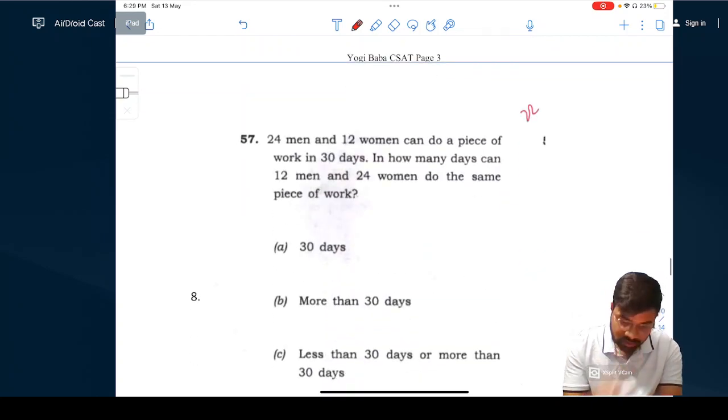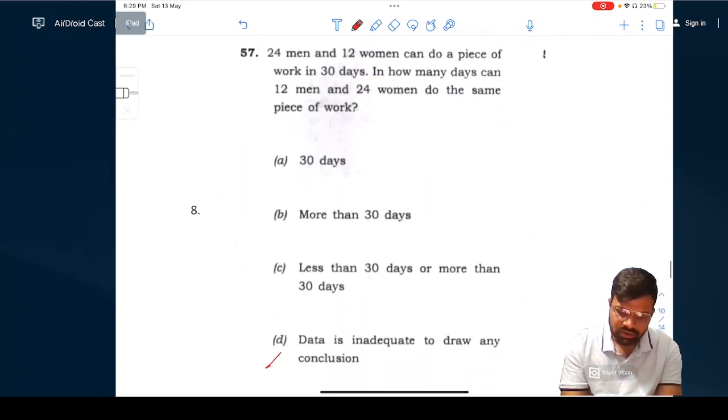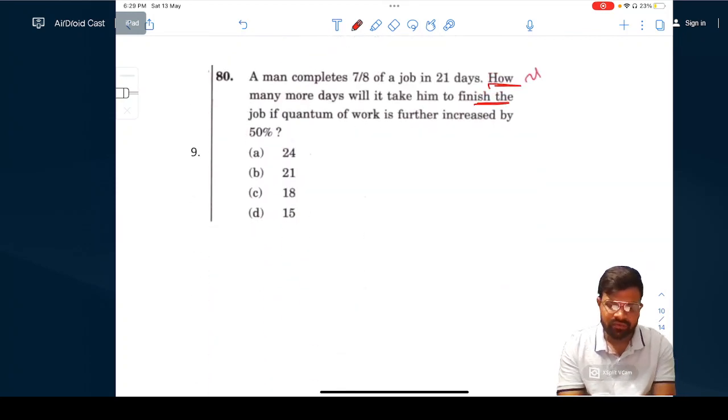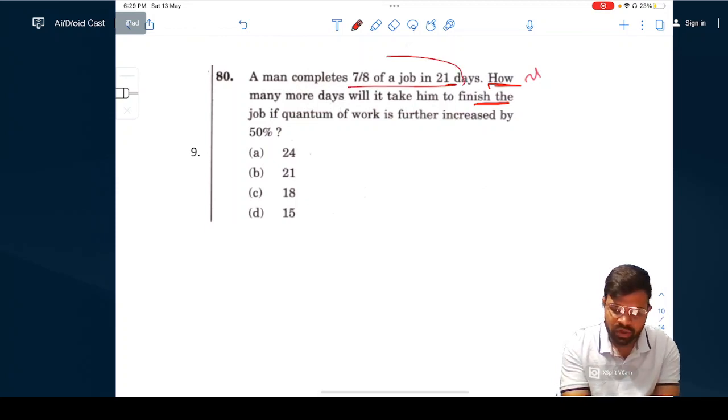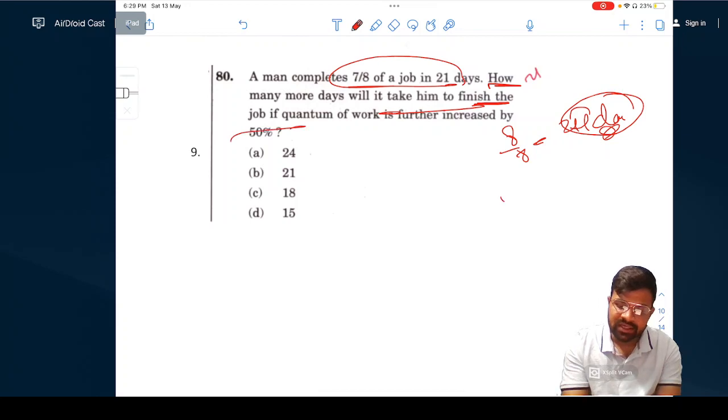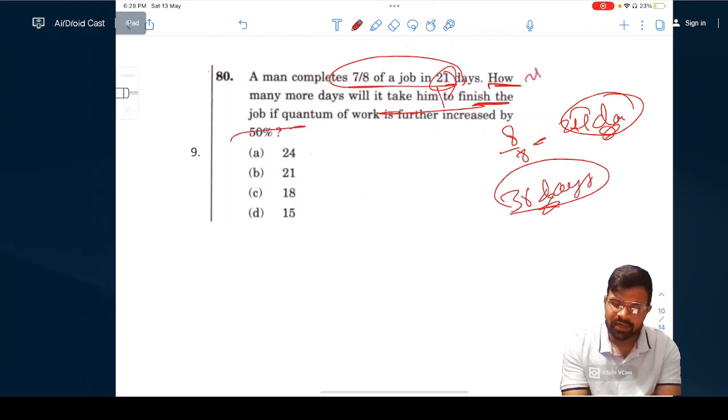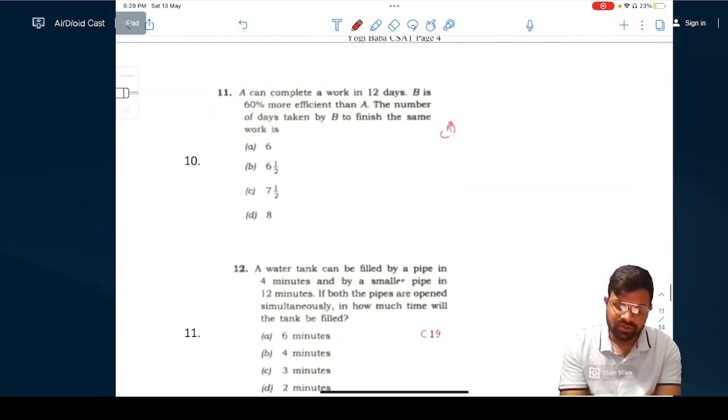Simple question. Again, this question was very easy. I have already shown you this. On the basis of that, you cannot equate it. 7 by 8 of the job. So how many days will it take for 8 by 8? That means 24 days to complete the whole job, and 50% increase. That means 36 days for the job. 21 days of work already done. So how many more days? 15 days. Simple thing. This was already done in the class.